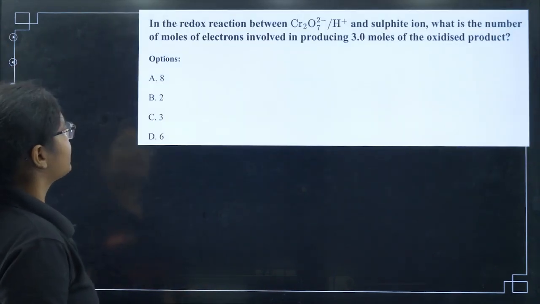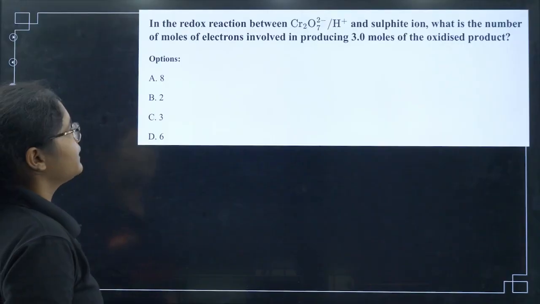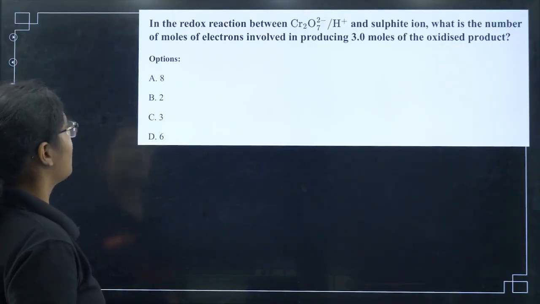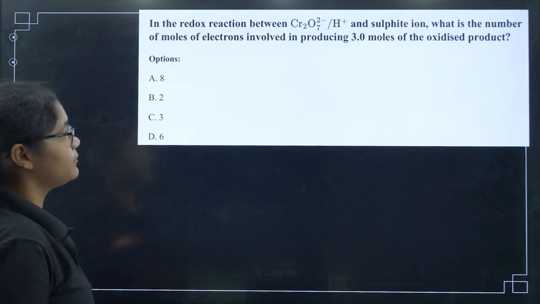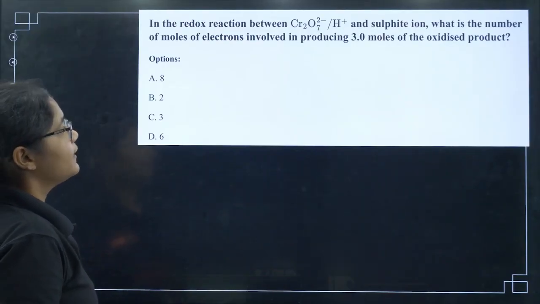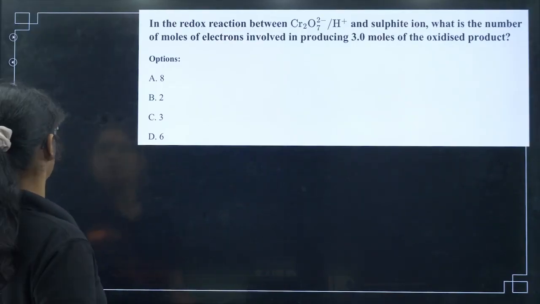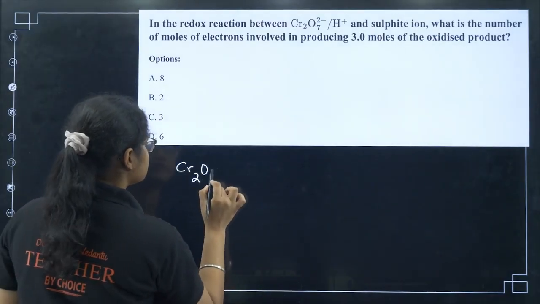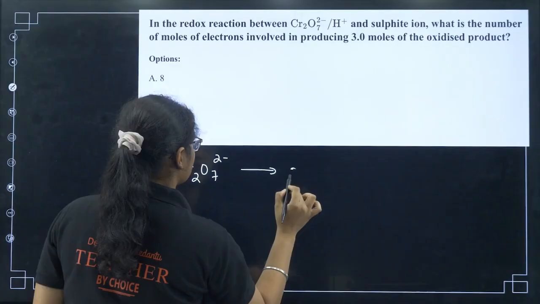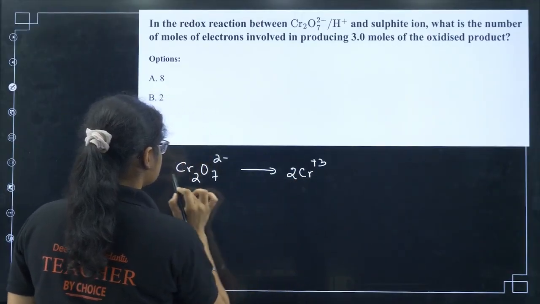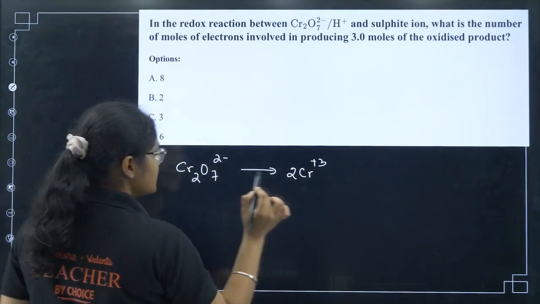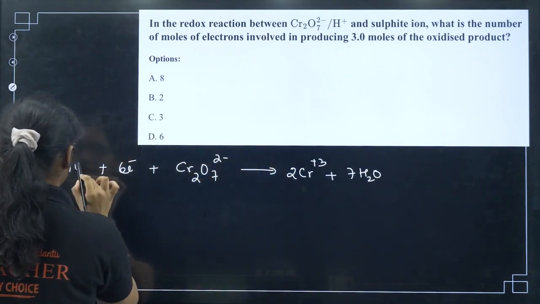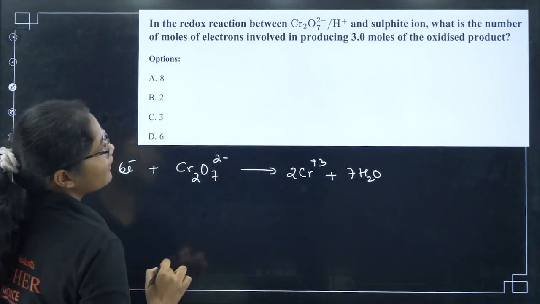Next, in a redox reaction between Cr2O7 2- and sulfite ions, what is the number of moles of electrons involved in producing 3 moles of oxidized product? Sulfite ion is SO3 2-. So how does Cr2O7 2- react? It will get converted to 2Cr3+ in the presence of 6 electrons, and we have 7 H2O, and on this side I can add 14 H+.